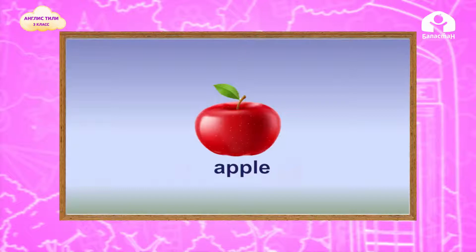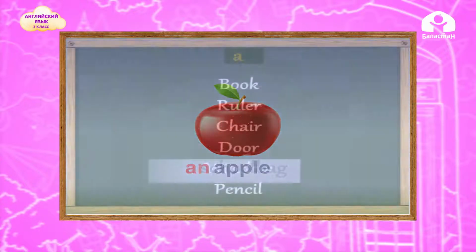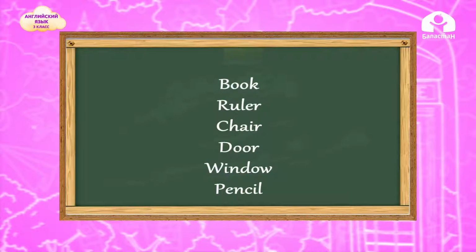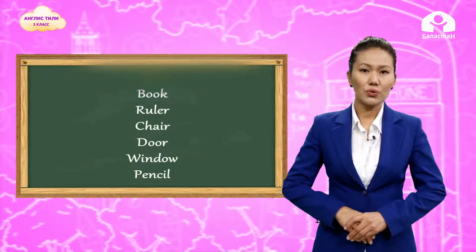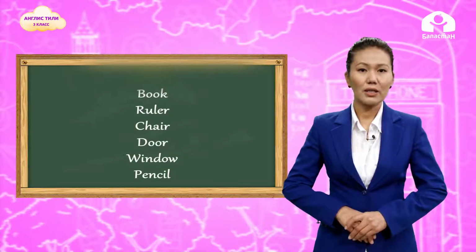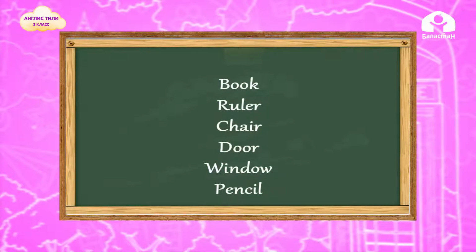Okay, next word, apple. What do you choose, a apple or an apple? Yes, you choose an, because the word starts with the vowel letter. Now, choose the correct article, a, an. You have words starting with consonant letters and vowel letters. Here are some words starting with consonant letters. Book, ruler, chair, door, window, pencil. What do you choose, a or an? Right, you choose a.